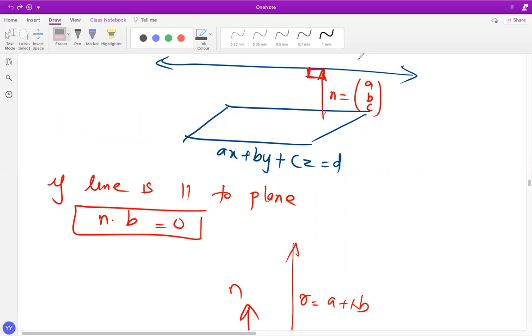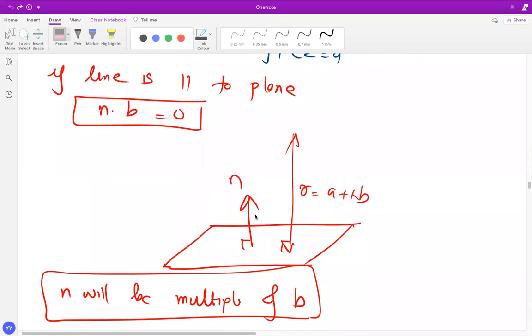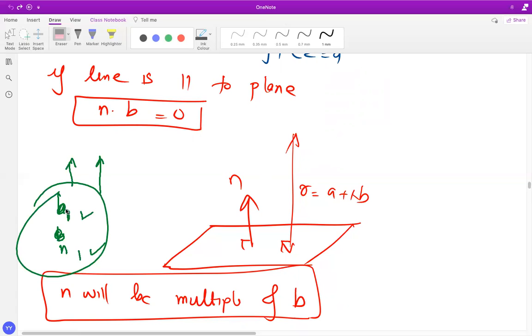Now, a very interesting question I also see here is when the line is perpendicular to the plane. In that case, the direction of the normal and the direction of the line are the same. So again, if you get a1 and b1, and let's say you get b2, with n as the direction of the normal, they will be scalar multiples. So n will be a multiple of b and vice versa.